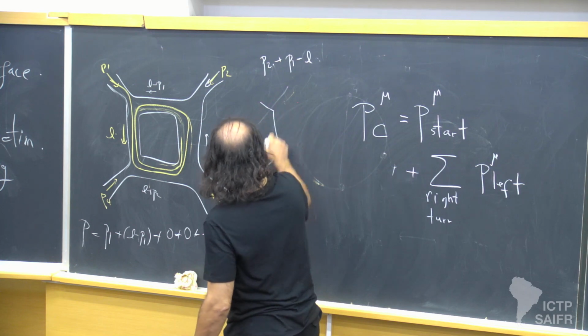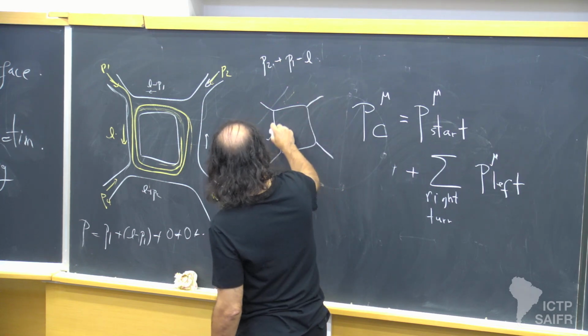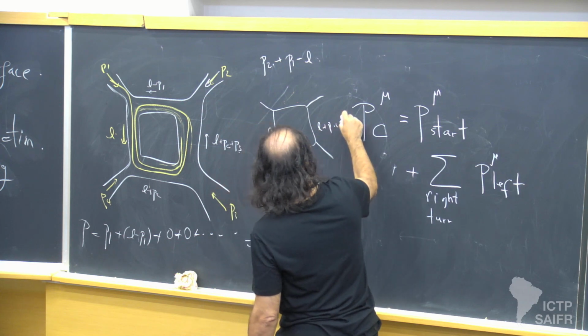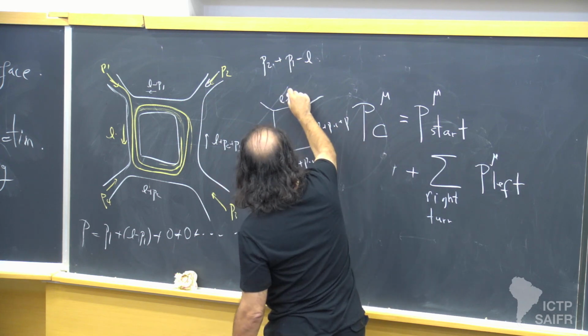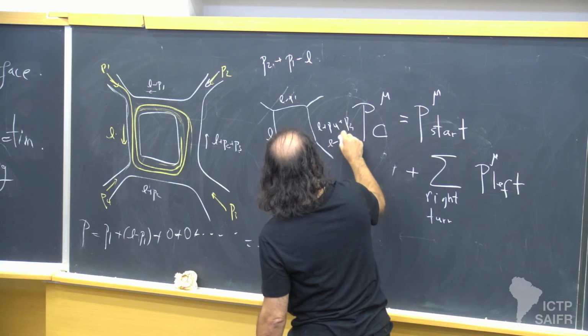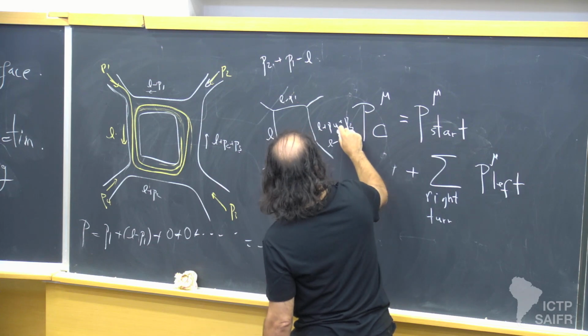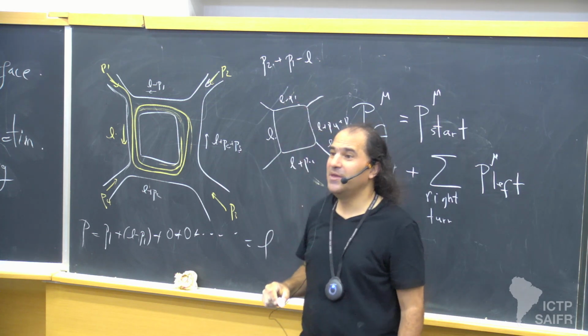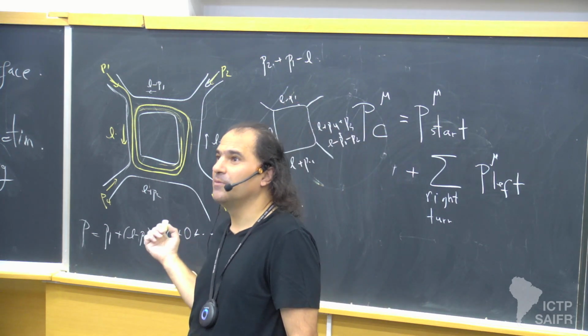The actual propagators that I'm supposed to get are something like L plus P4, L plus P4 plus P3, L minus P1, and so on. L plus P4 plus P3, which is the same as L minus P1 minus P2 here. So these are all the momenta that I would be associating with this picture.